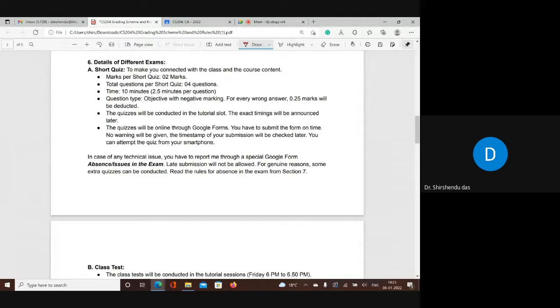These 10 marks are important for a good grade. You have to understand it. So what will happen if you don't attempt any short quiz? Since we will take the short quizzes in online mode every time, it may be possible that you will face some technical issues. You have to understand that only 10 minutes will be given to you, and we will strictly follow that. When you submit, we will also check your timestamp.